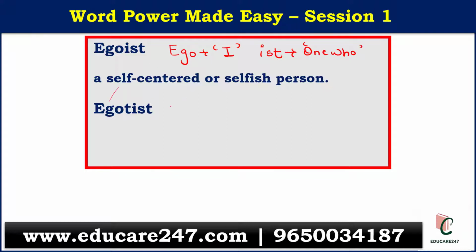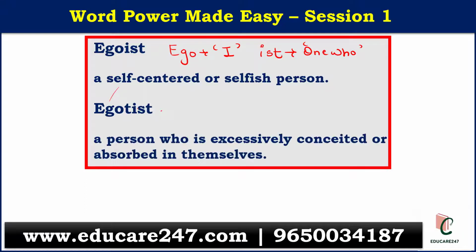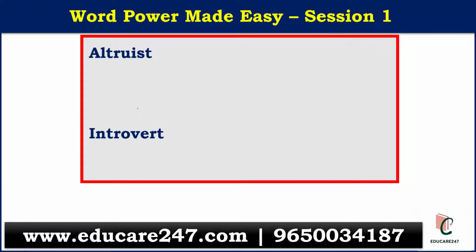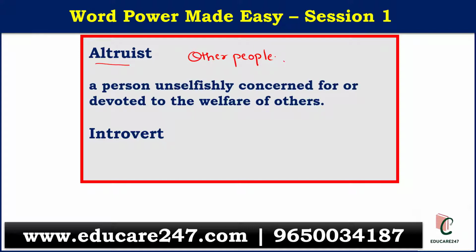What is an egotist? Again we have egoist, but that T is making a difference. An egotist is a person who is excessively conceited or absorbed in themselves. Someone who likes talking about himself, how great he is, will be termed as an egotist, whereas someone who is self-centered will be termed as an egoist. The next word we have here is altruist. The word altru means other people. An altruist is a person who is unselfishly concerned or devoted to the welfare of other people.